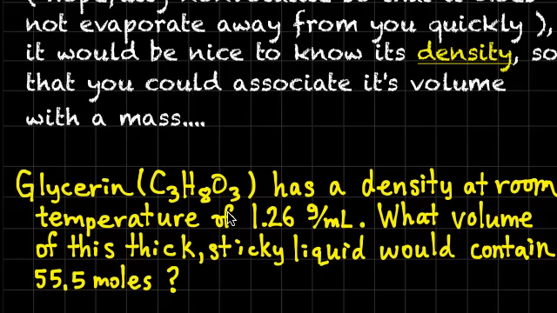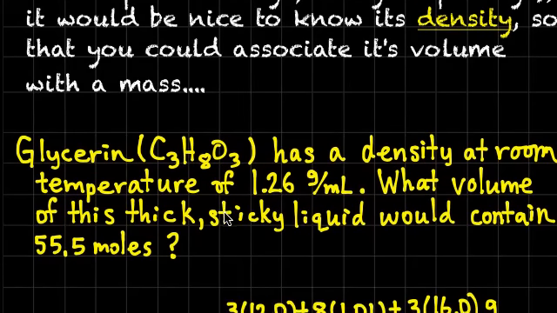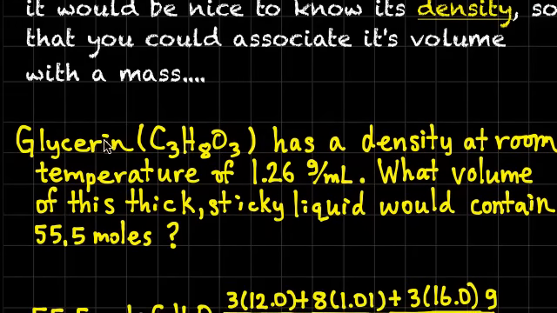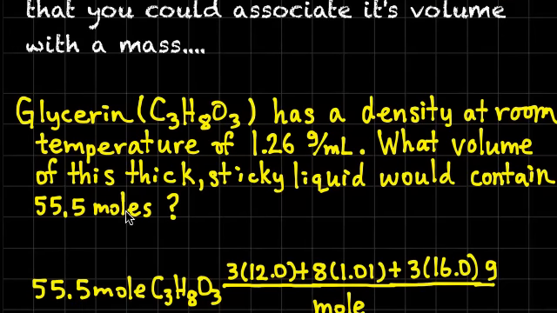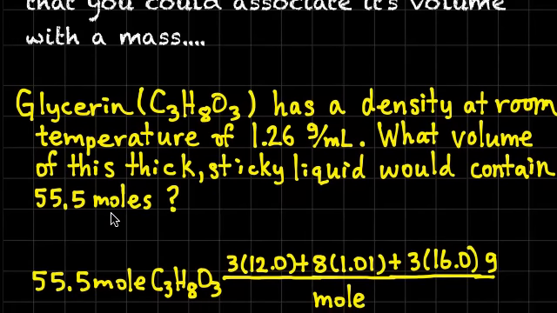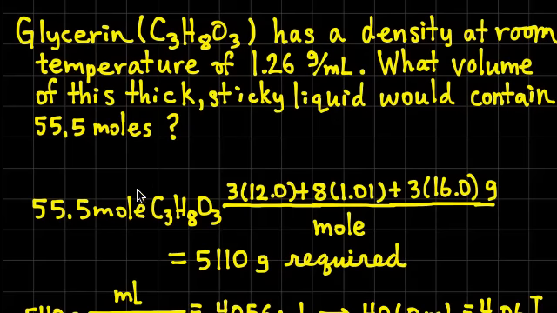Glycerin is a sticky, thick liquid at room temperature. 1.26 grams per milliliter is the density. What volume of this liquid, if I poured this thick glycerin into a cup or a measuring beaker or a cylinder, would it require to allow us to get 55.5 moles? I just made that number up. I did not make this number up. That is the measured density of glycerin. So this number could be anything.